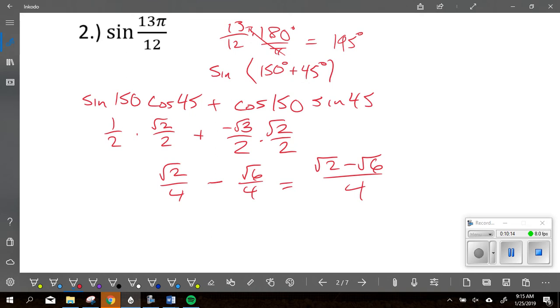Yeah, if you did 45 plus 150, that's fine because you're adding. Adding doesn't matter. If we were subtracting, then it matters. Okay, so be careful. Make sure.